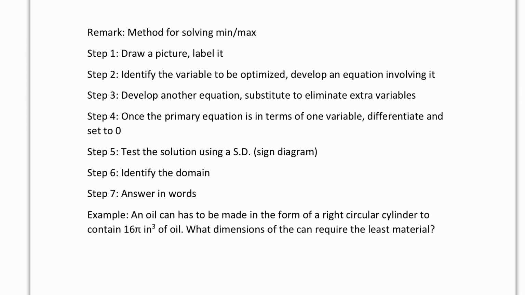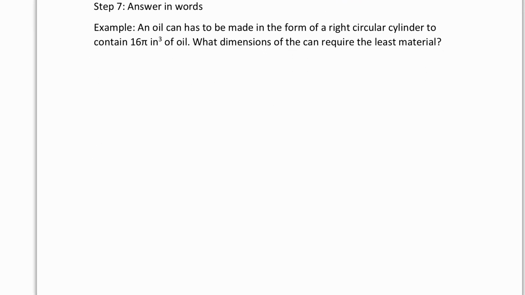Step 3, we often need to develop another equation to substitute and eliminate extra variables. This is similar to the related rates method. Step 4, once the primary equation is in terms of only one variable, and this is very key, we need to have it in terms of only one variable. For related rates, we could sometimes get away with 2 variables, but for this one, you must have it in terms of only one variable. Then you differentiate and set equal to 0. Step 5, you're going to test your solution with a sign diagram. Step 6, you're going to identify the domain, and then step 7, you're going to answer in words. So let's try this oil can example here and see if we can follow these steps.